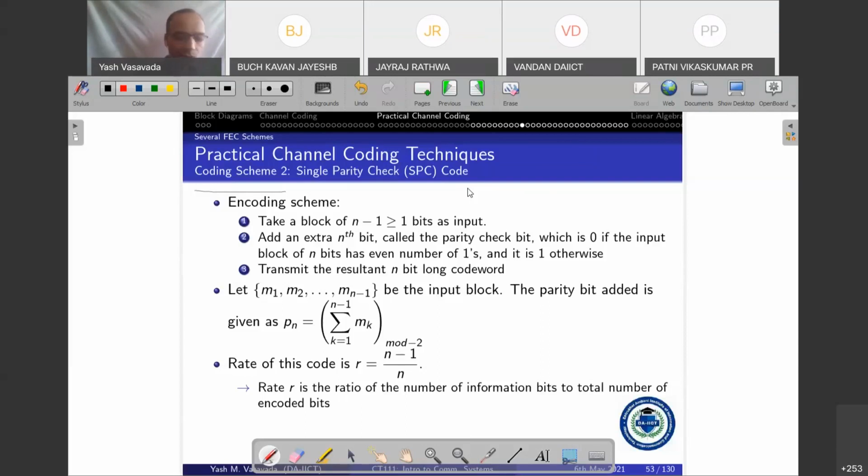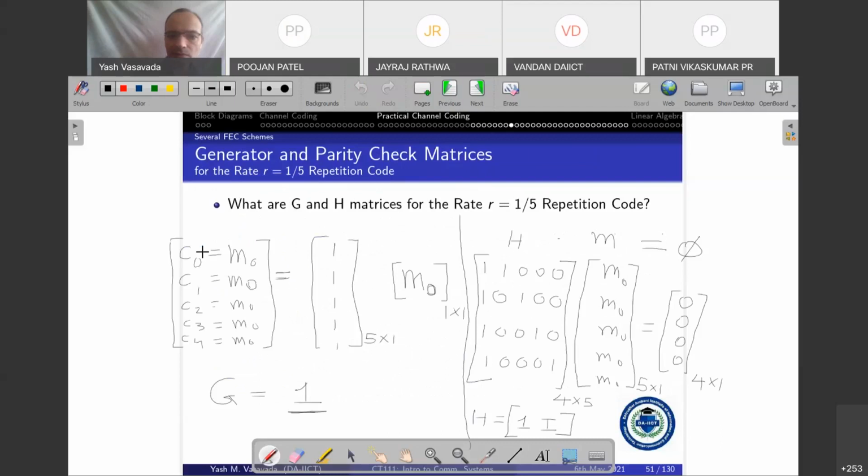Hello, sir. Yes. Sir, I have a doubt that in the previous scheme, why are C all M not? Because we depend on the majority. We take the majority case, so all M there should be. Why not C1, C2, C3, C4, why all M not?